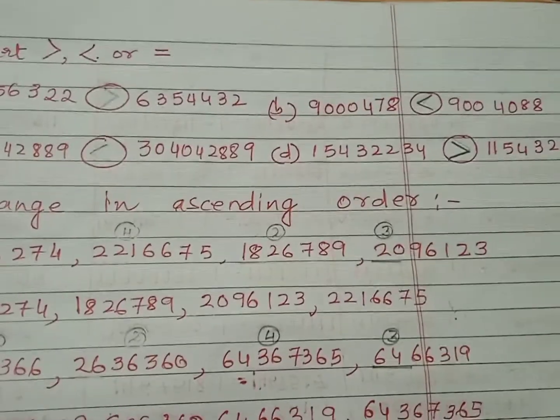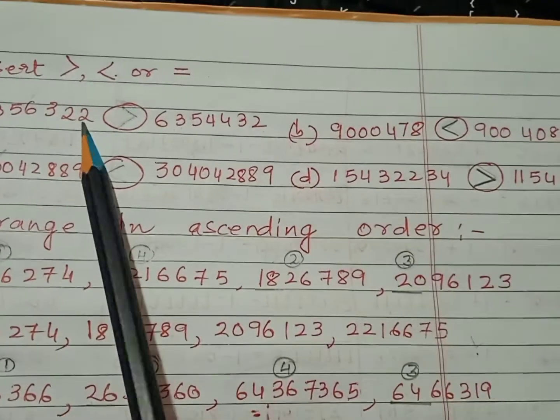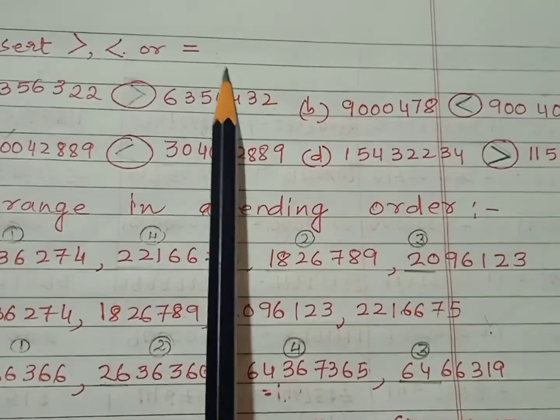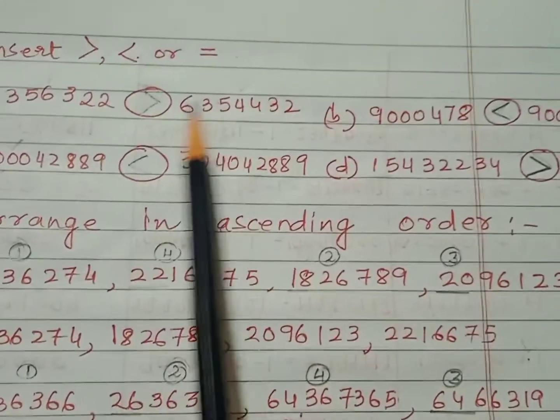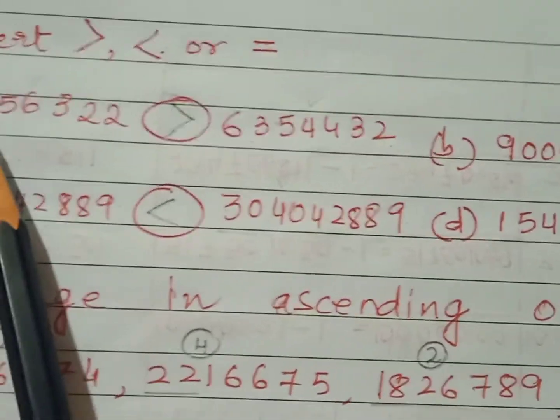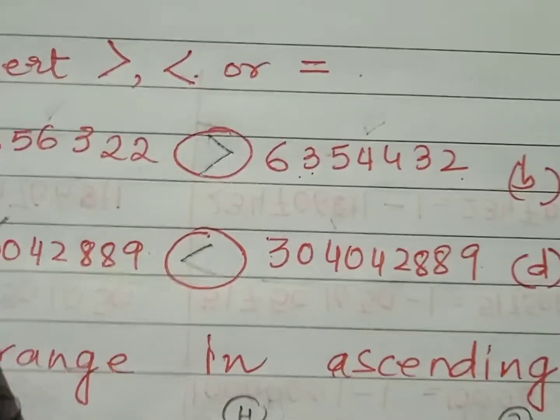Next we have question number 2 here, which says insert greater than, lesser than or equal to symbol. So we have to compare this. Let's see the first number A. What numbers do we have here?